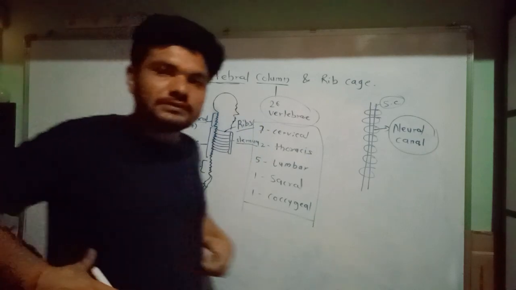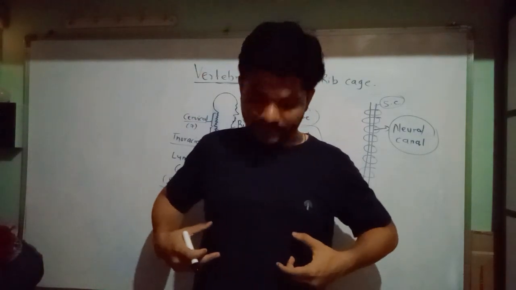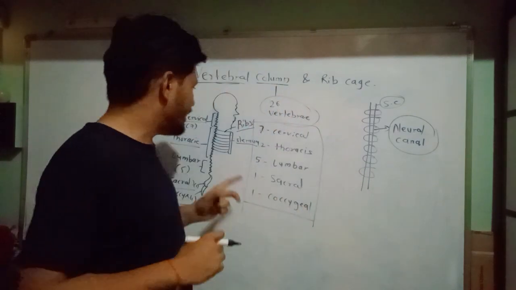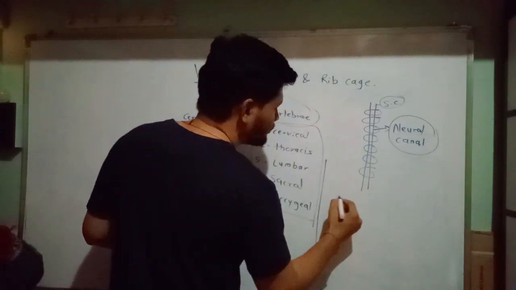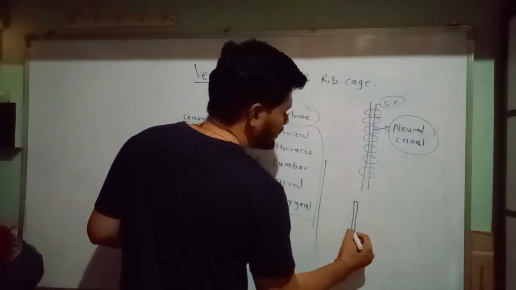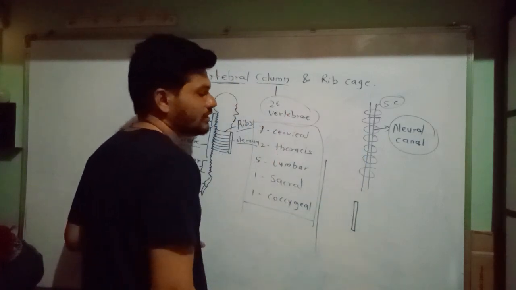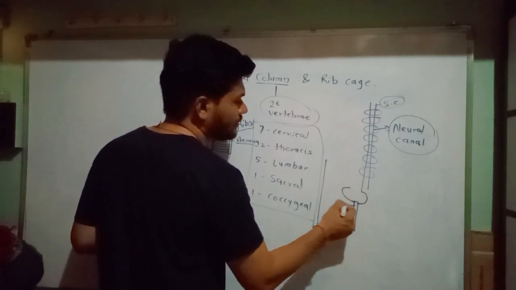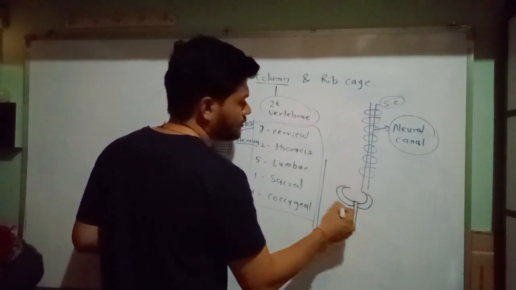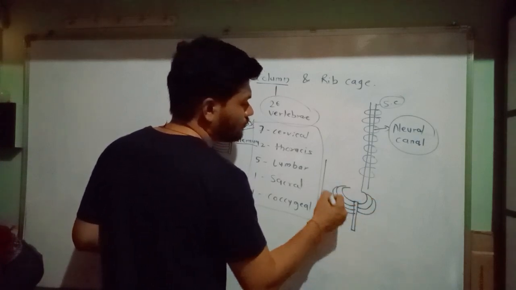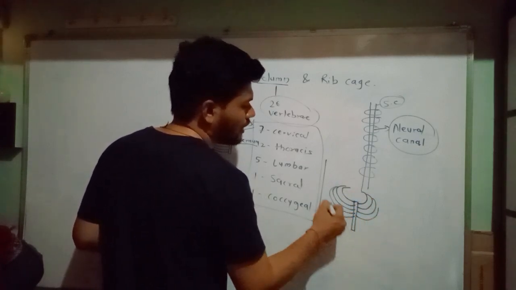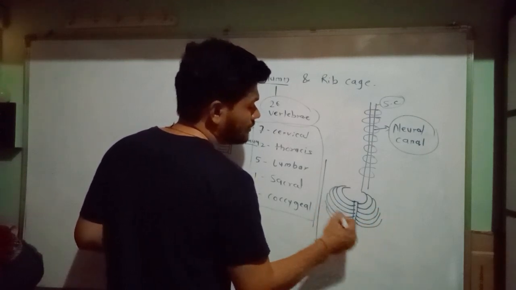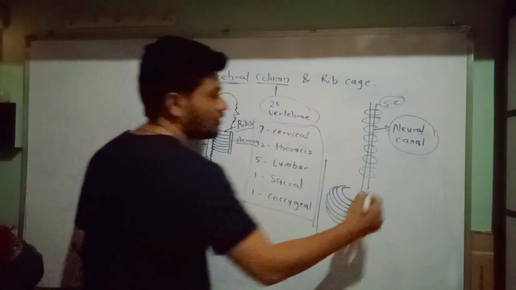From both the sides there will be ribs, and they connect to your sternum with hyaline cartilage. Here I am drawing the rib cage for you. Suppose this is your sternum. Behind it, dorsally, there is the vertebral column, and the ribs are like this. This is one rib, two, three, four, five, six, seven.